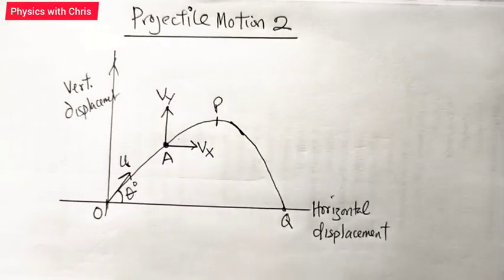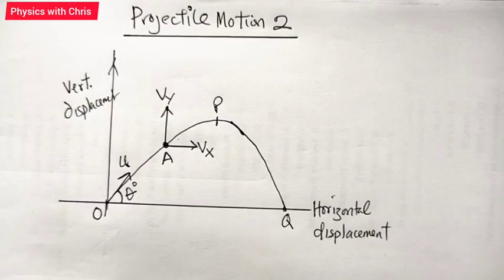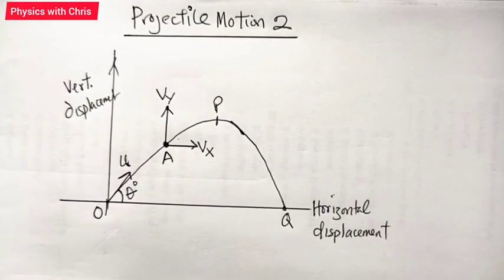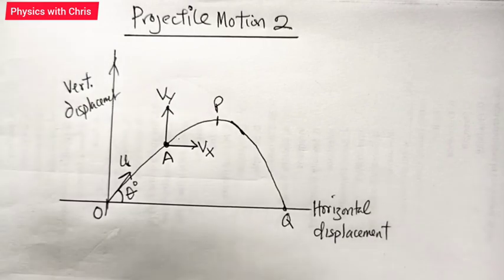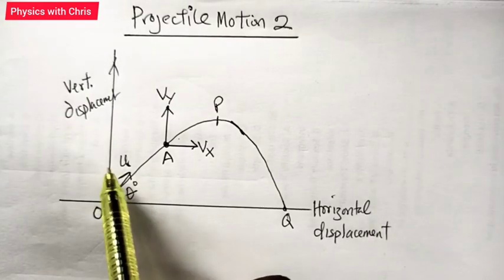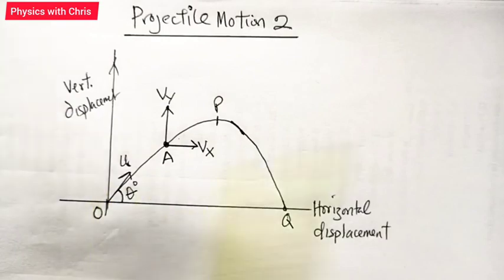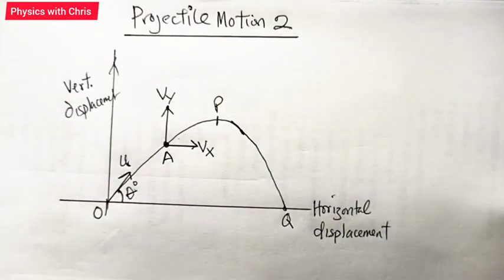We continue the projectile motion in this second video. In the first video, we started by explaining the concept of projectile and projectile motion. And then we defined some terms and we started the analysis. In that same first video, I said that the initial speed of projection is u, projected at an angle theta degrees to the horizontal. The theta is the launch angle or the angle of projection.